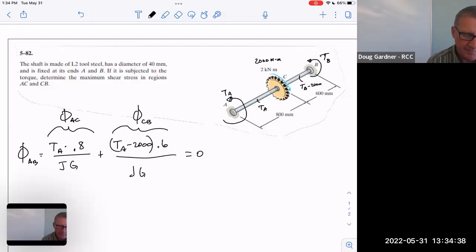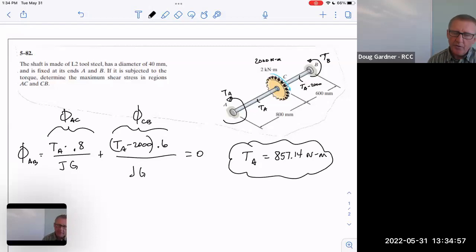I won't take the time to solve that equation, but that tells us that torque of A is 857. I'll just leave it at 857. No, I better not. 857.14 Newton meters. So I know how much torque is actually required at A. And remember, that's not a guarantee. You're going to put some bolts in the wall. Could those bolts shear off? Could they pull out of the wall? That's why you need to know that number. Just saying it's pinned doesn't mean it's pinned. You're the ones that have to make that happen.